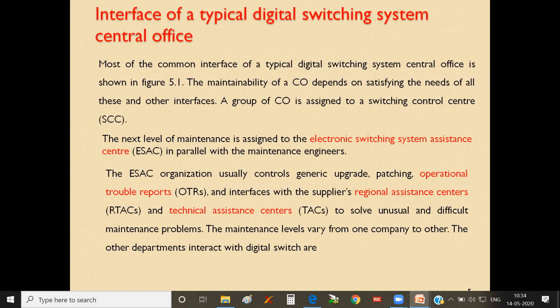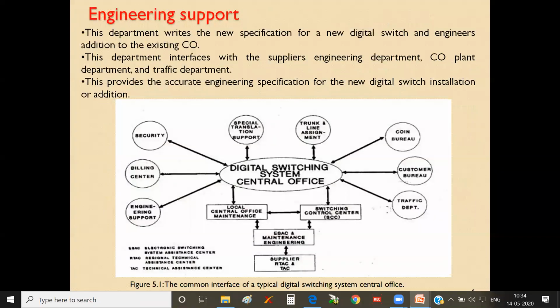Most of the common interfaces of a typical digital switching system central office are shown in figure 5.1. Now you can look at the central office, which is at the center of that figure, the digital switching system central office. There are different sub components or sub departments connected directly or indirectly to the main central office. You can see the central security department connected at the left side of the figure. Billing center is there. Similarly, engineering support, special translation support, and trunk and line assignment we have.